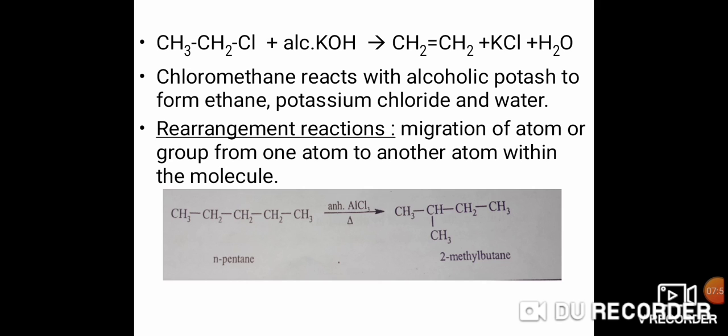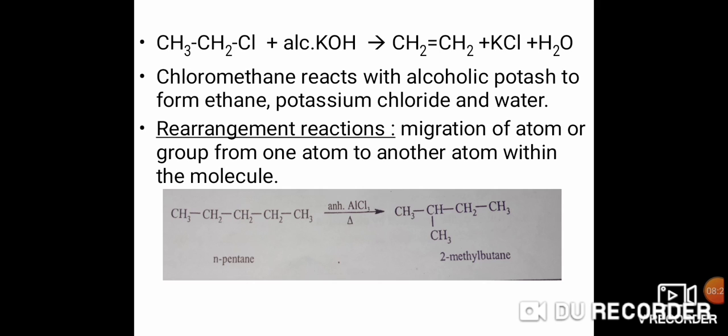So it is CH3, CH2, CH2, CH2, CH3, in the presence of a catalyst like anhydrous aluminum trichloride, anhydrous AlCl3, and heat. The compound formed is 2-methyl butane. It is an isomer of the reactant or the substrate.